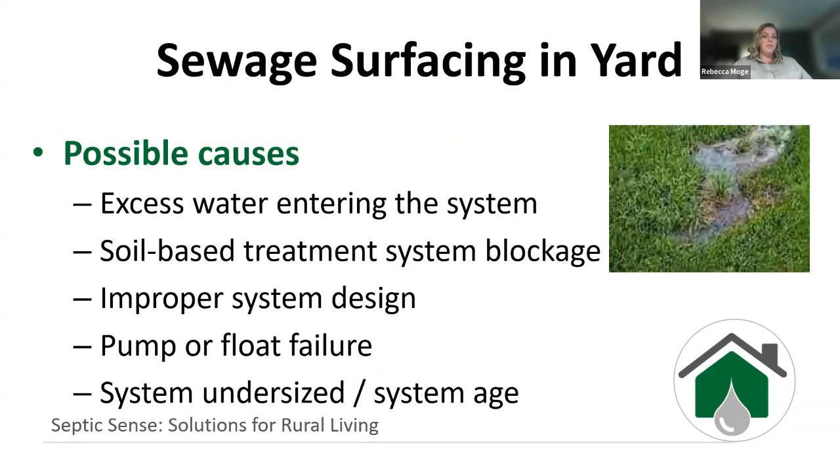If we have sewage surfacing in the yard, so in the picture there, you can see kind of a little swampy situation happening. There can be possible causes for that from, again, the system being overloaded, or a blockage in a certain area of the field. So perhaps it's now overloading another area and resulting in that sewage surfacing on the ground.